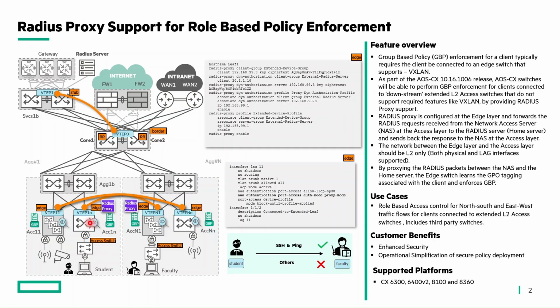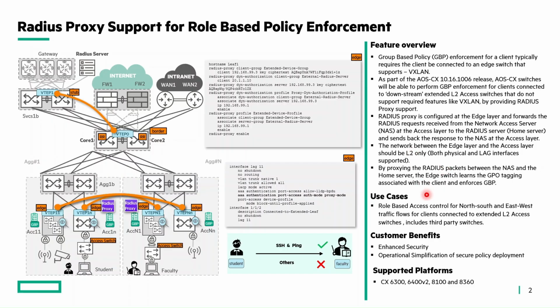During this process, the edge switch will learn the radius responses received for the clients connected to the access switch, so that it will identify the roles assigned to the end clients and derive the group-based policy ID. Using this group-based policy tagging, it can enforce GBP for traffic coming over from the access switches. The important criterion here is that the network between the access switch and the edge switch should be only L2. Both physical and lag interfaces are currently supported.